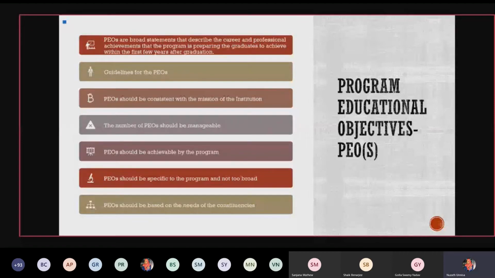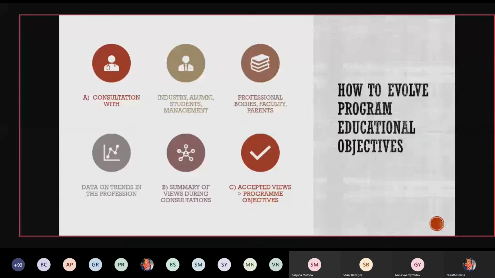PEOs should be specific to the program. It should not be too broad, and it should be based on the needs of the constituency. So these are certain guidelines which are to be followed in order to frame our PEOs. Now, while framing, how to evolve these PEOs is very important.